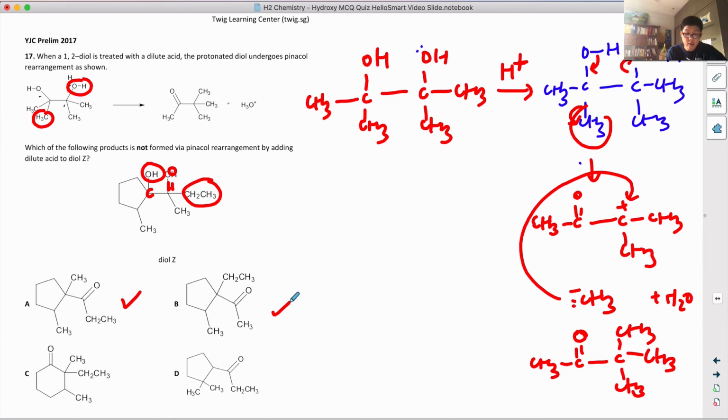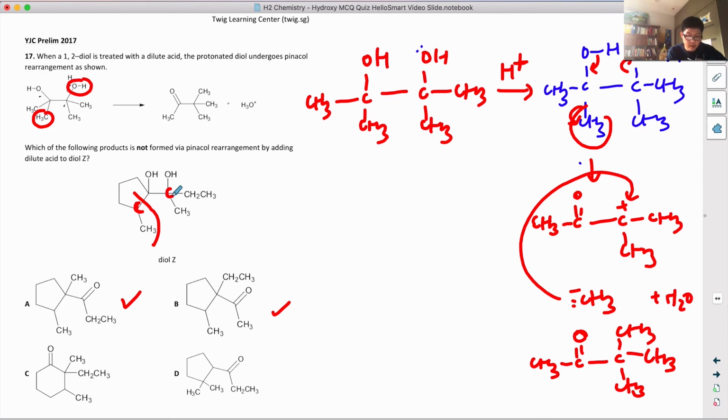Let's look at the next one, how you end up getting C. Is it possible to get C? Yes, it's actually possible to get C. So very quickly, this is a bit more tricky. I hope you can tell. This whole group, this whole part, this carbon was kicked out, and it actually went to this carbon.